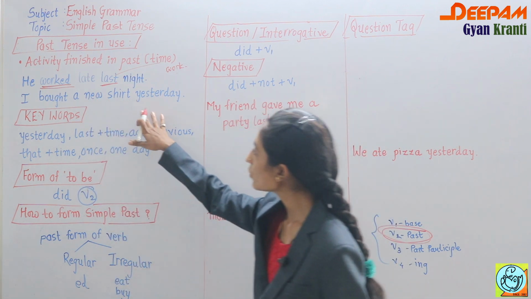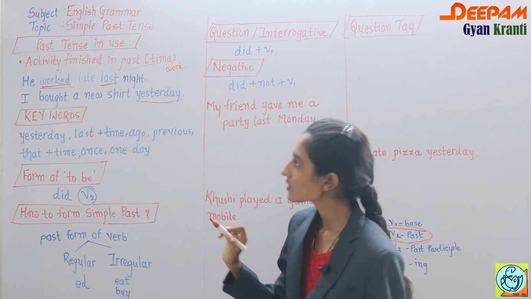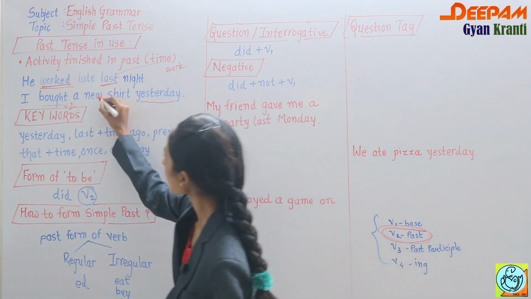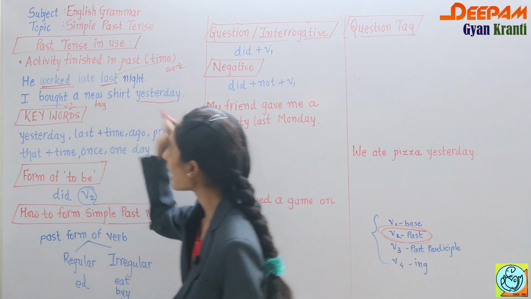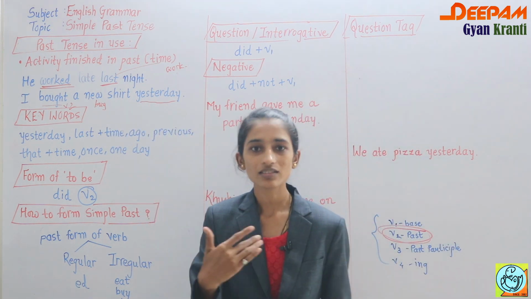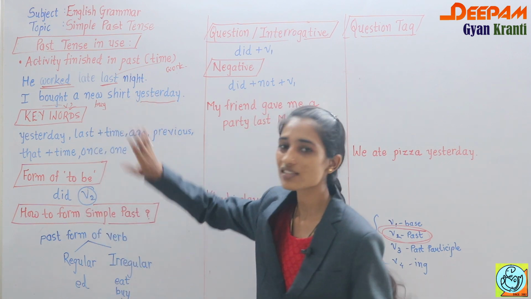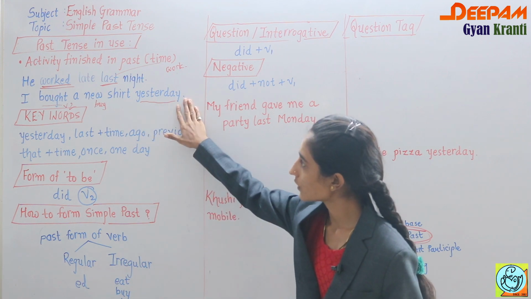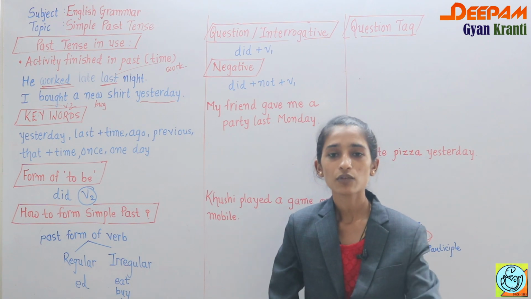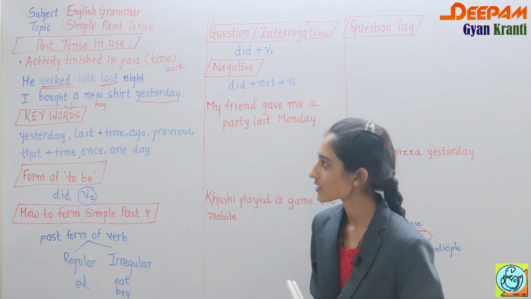Then, I bought a new shirt yesterday. Yesterday indicates the time of past, and bought is V2. What is the V1 of bought? V1 of bought is buy. So, I bought a new shirt yesterday. We are going to discuss in detail in this video how to form interrogative and negative, but this is just for knowledge: if you want to show activities which are finished in the past, and if you want to show the time, generally we use simple past tense.